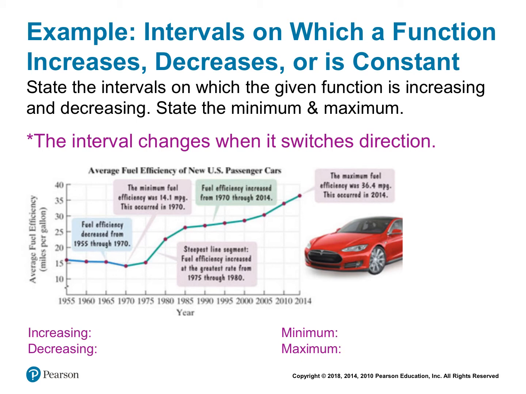So I have this visual here just to help us realize that we've actually done a lot of increasing and decreasing of functions before, just in real life situations. So it wants to know what are the intervals on which the given function is increasing and decreasing. State the minimum and the maximum. And the interval is going to change when it switches direction. So if you look at where it is decreasing, it looks like it's a pretty steady decrease from here to here.